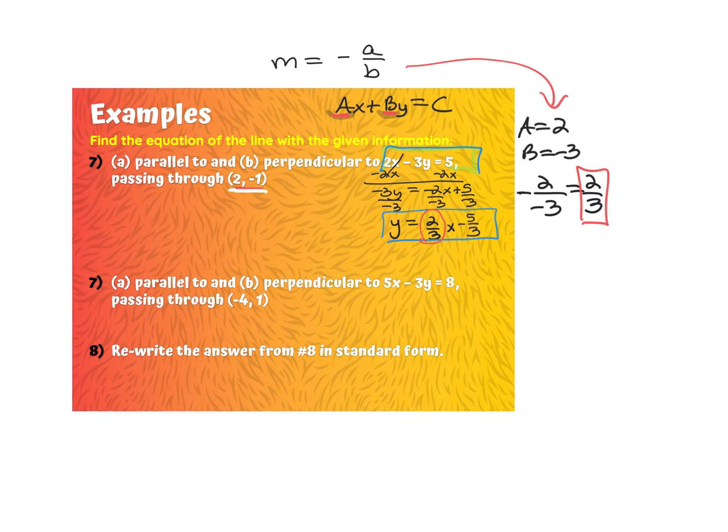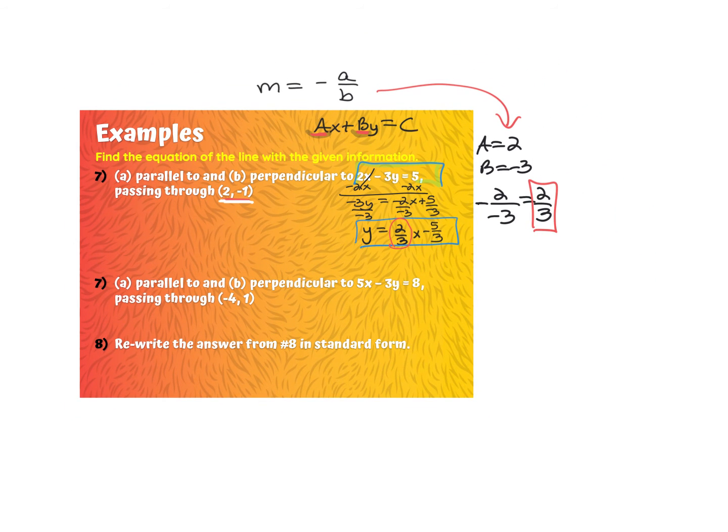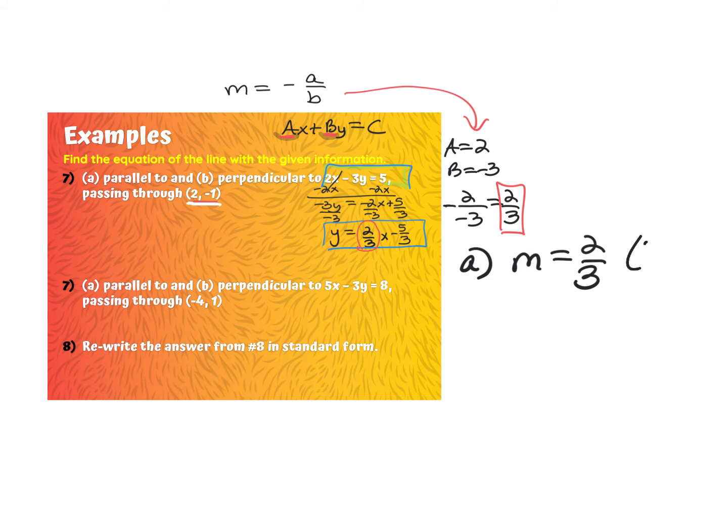So maybe I'll just do it over here to the side. So for part A, my slope that I'm using, because it's parallel, is the same slope as the equation that's given to me, and then the ordered pair I'm using is 2, -1. Now I'm going to do the same exact thing that I did for the first 4 examples.